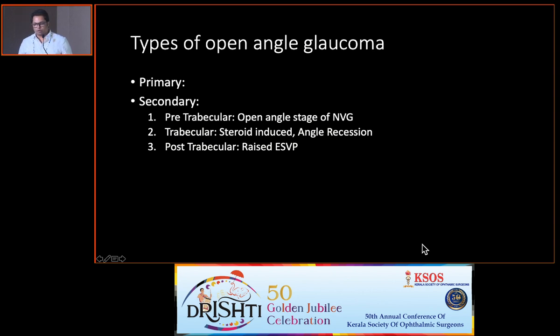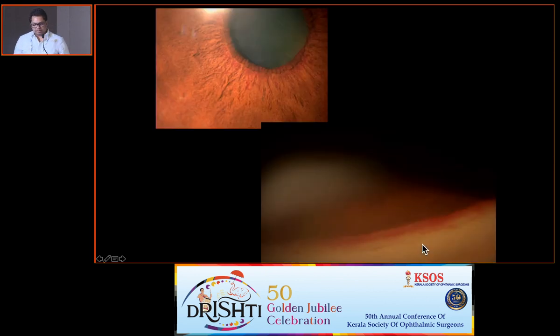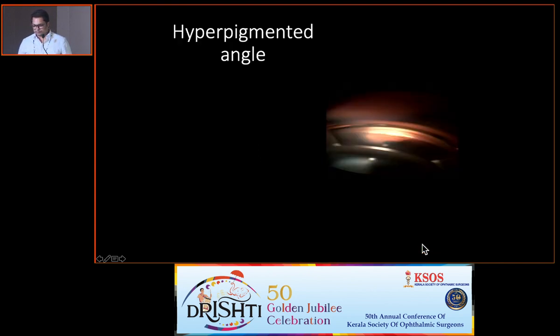So what are the types of open angle glaucomas? We have primary, where there is no other ocular cause leading to glaucoma, and secondary, again with three types: pre-trabecular, trabecular, and post-trabecular. This is an example of pre-trabecular glaucoma, neovascular glaucoma. You can see neovascularization of the iris and neovascularization of the angle.